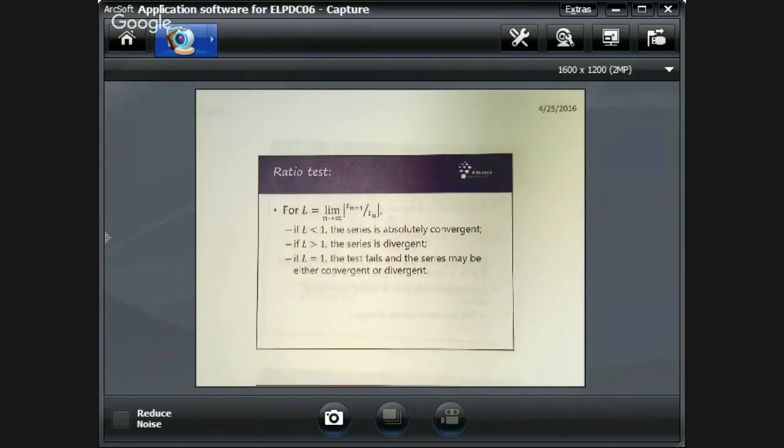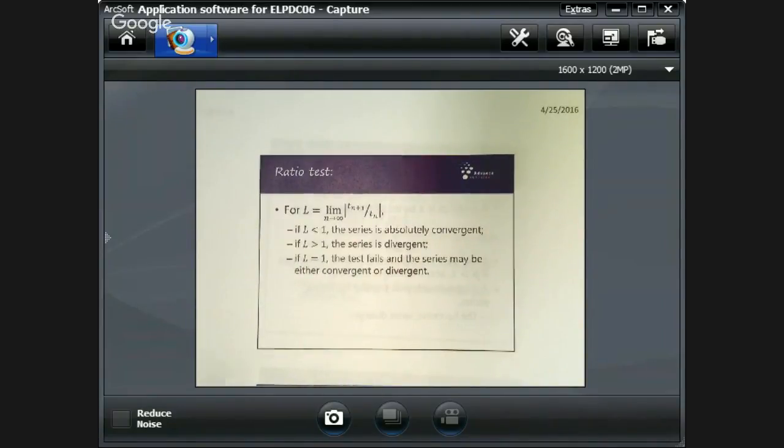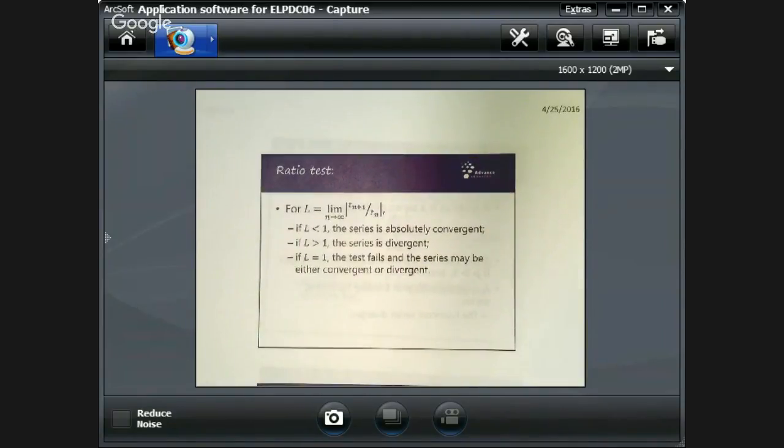If the limit is greater than 1, it diverges. If it's equal to 1, the test fails and you might have to do something else. And if it's less than 1, it converges. I really don't do the ratio test for constants very often. So do with that information what you will.